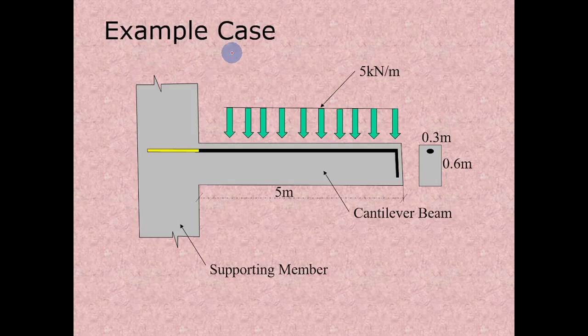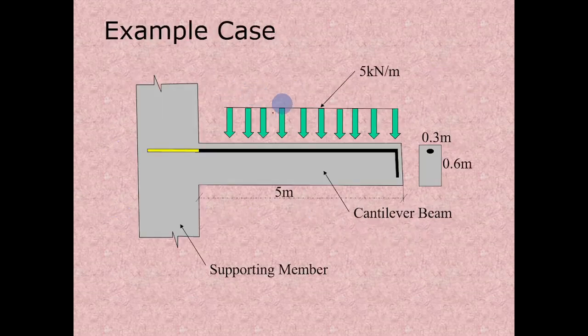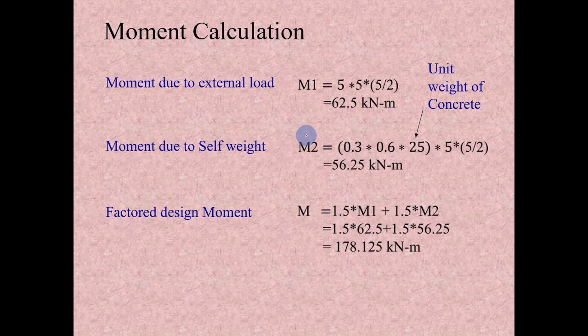Let's consider an example case where there is a support. Let's assume this is a wall or a column, and there is a cantilever beam of 5 meter length and 0.3 meter by 0.6 meter cross section, which is subjected to a uniformly distributed load of 5 kilonewton per meter length. So let's calculate the moment due to this external load. The load is 5 meter into 5 kilonewton per meter, so the total load is 25 kilonewton, which is going to act exactly at the mid, which means 2.5 meter from the support. So the total moment is 62.5 kilonewton meter.